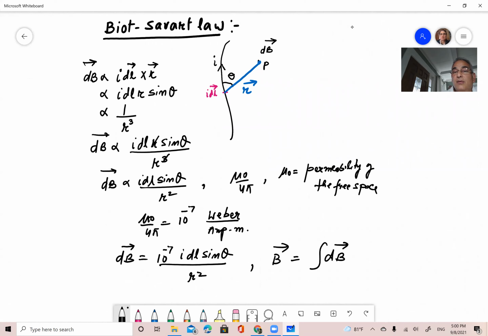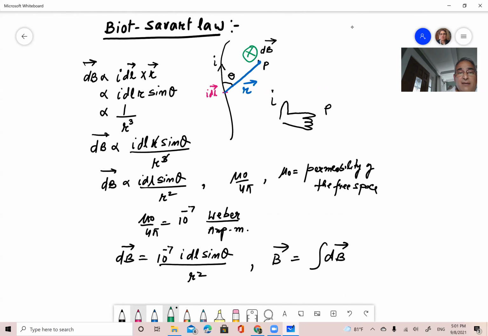There are many rules, but the first one that I like to use all the time is the right hand palm rule. If I stretch my right hand so that my thumb is in the direction of the current, and my fingers point towards the point where I have to find the direction of the magnetic field, then my palm represents the direction of the magnetic field. If I point my fingers towards the point, my palm is vertically inside the plane of the paper. So the magnetic field at this point P is vertically inside the plane of the paper.